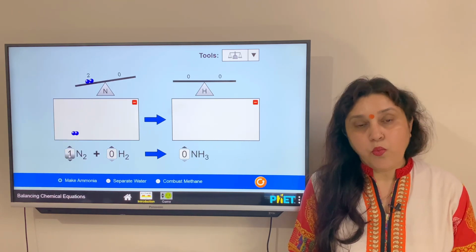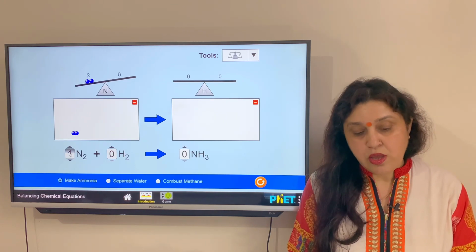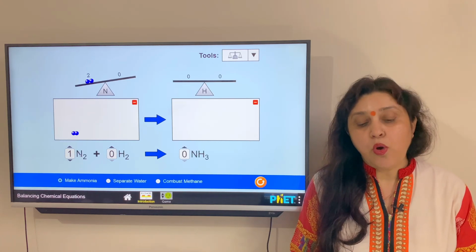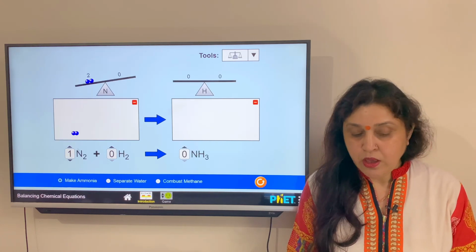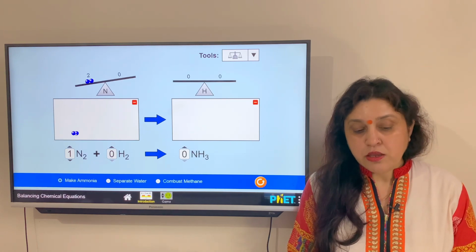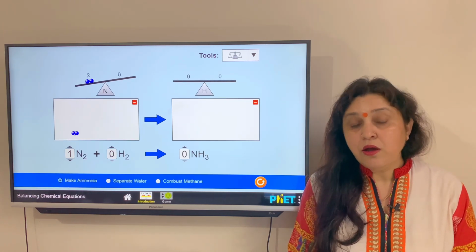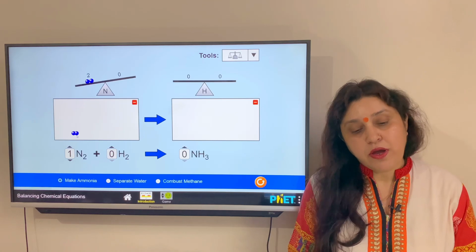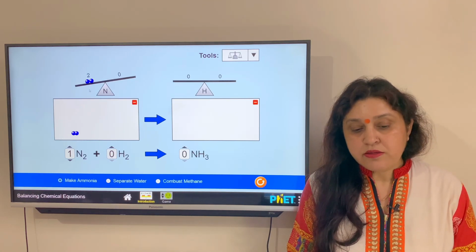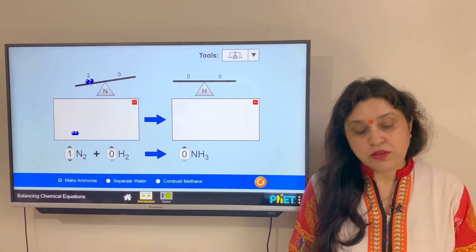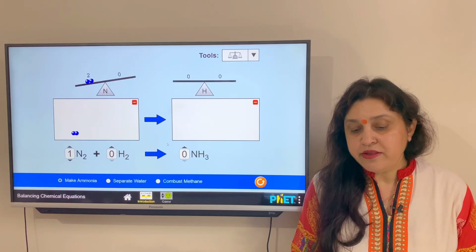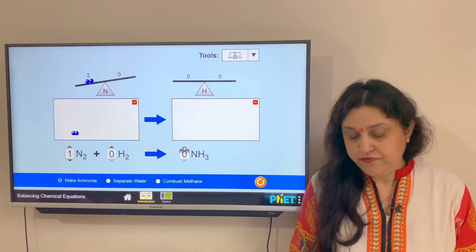Now it has become 1. This 1 shows that one molecule of nitrogen contains two atoms of nitrogen. See these two blue balls? These two blue balls are the one molecule of nitrogen and it contains two atoms of nitrogen. See this balance, there are two atoms of nitrogen on the reactant side.